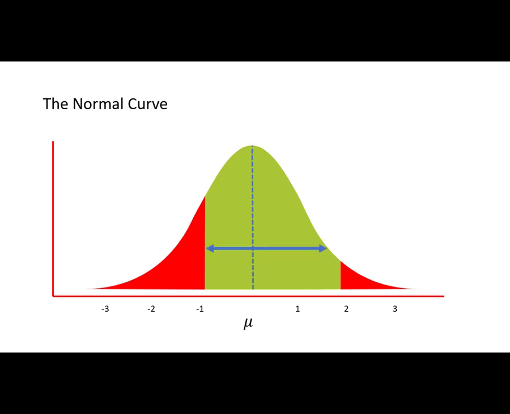We have 34.1% of the scores between 1 standard deviation below the mean and the mean, and we have 47.8% of the scores between the mean and 2 standard deviations above the mean. If we add these together, we can say that 81.9% of all the scores fall between 1 standard deviation below the mean and 2 standard deviations above the mean.